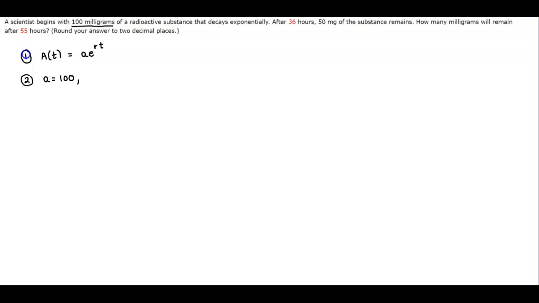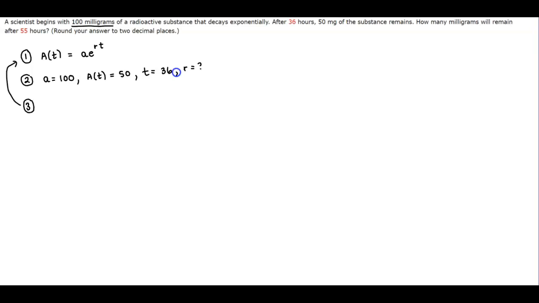And we know that after 36 hours, 50 milligrams of the substance remains. So therefore, we can say that A of t is equal to 50. And we also know that after 36 hours, that tells us that t is equal to 36. So what we want to solve for is r, and r is located in the exponent. So let's go ahead and plug this into the formula in step 1.